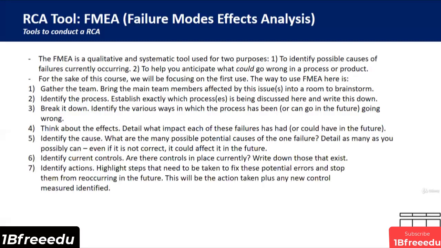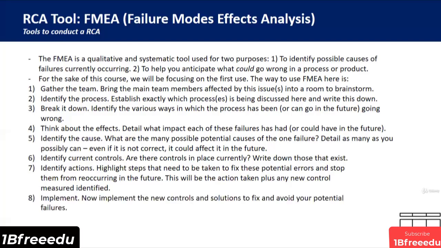You then want to identify actions. Highlight steps that need to be taken to fix the potential errors and to stop them from reoccurring in the future. This will be the action taken plus any new control measure identified. So again, with this tool, we're getting to those solutions, to those controls. We can use this tool to identify not just what's going wrong, why it's going wrong, but also what we can do to fix that. And then, of course, implement. Implement those controls and solutions to fix and avoid your potential failures.